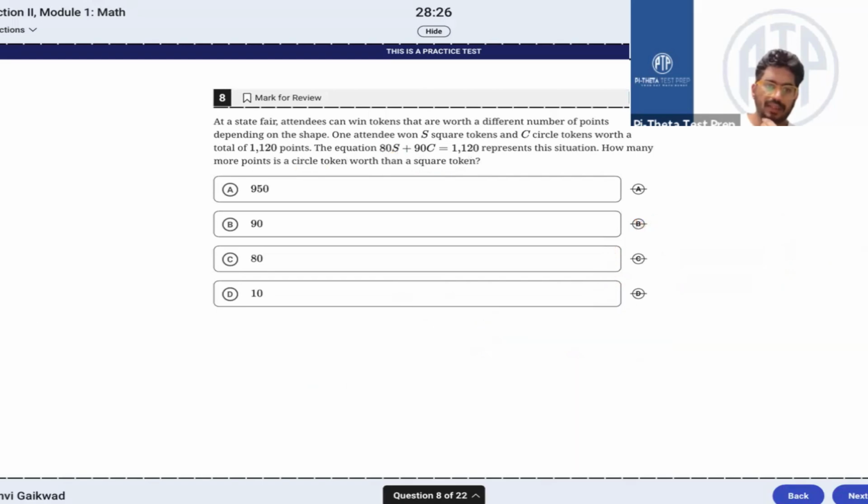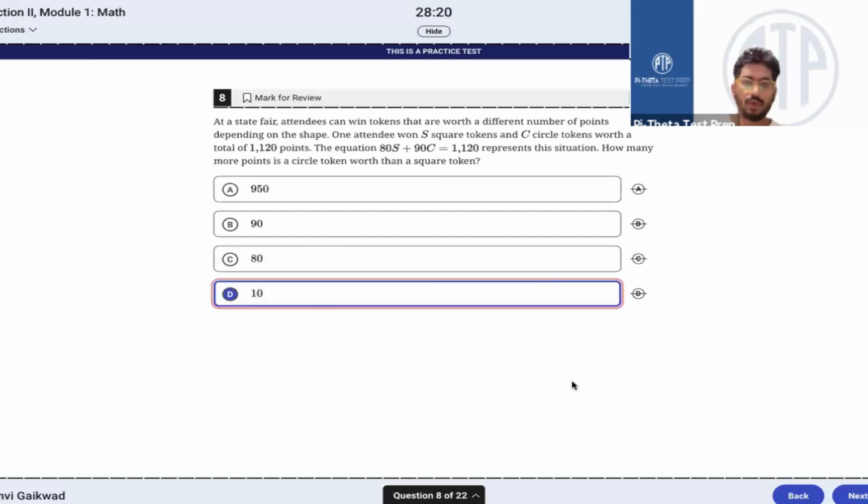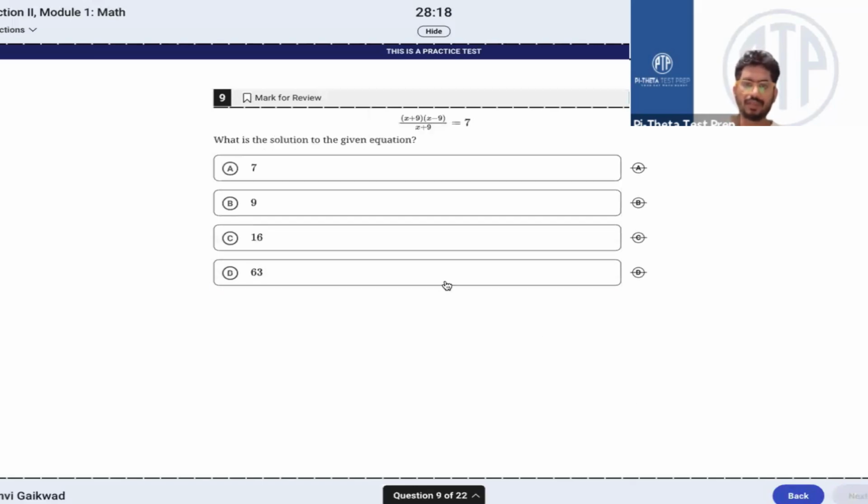Understand the question, right? They are just making you confused here by jumbling the words. This is the typicality of the College Board, right? They always try to jumble you with such types of words.